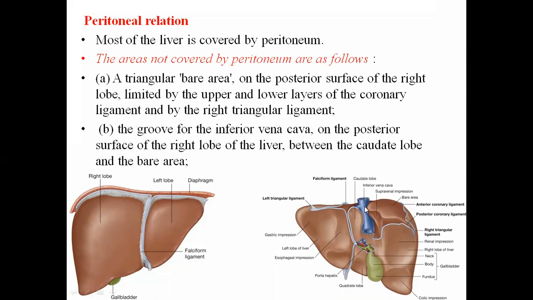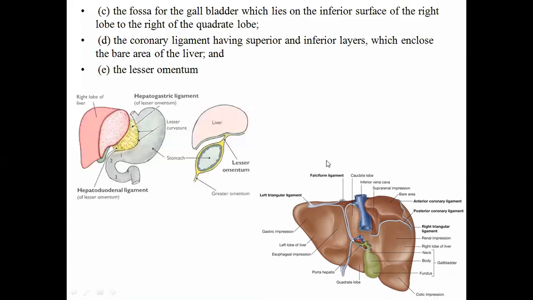So this area is not covered by peritoneum. This area, in the sense the groove for the inferior vena cava. That means when we remove the inferior vena cava, you can expect a groove there, a depression there. That area is also not covered by the peritoneum. So this is on the posterior surface of the right lobe of the liver between the caudate lobe and the bare area. So this area is also not covered by peritoneum.